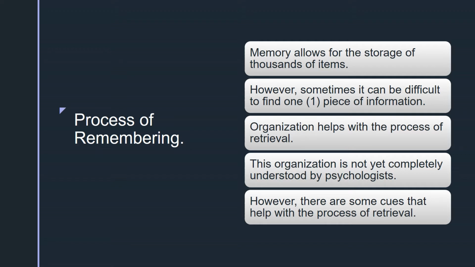So the process of memory allows for the storage of thousands of items. However, sometimes, as we all know, it's hard to pick out that one piece of information that we're looking for or trying to remember. Organization does help with the process of retrieval, but this organization is not completely understood yet by psychologists, but there are some cues that help with the process of retrieval.